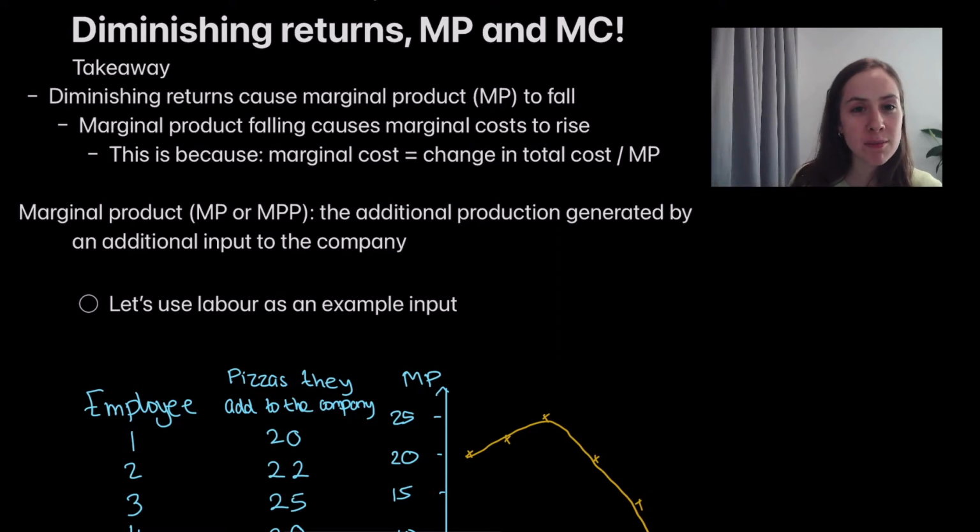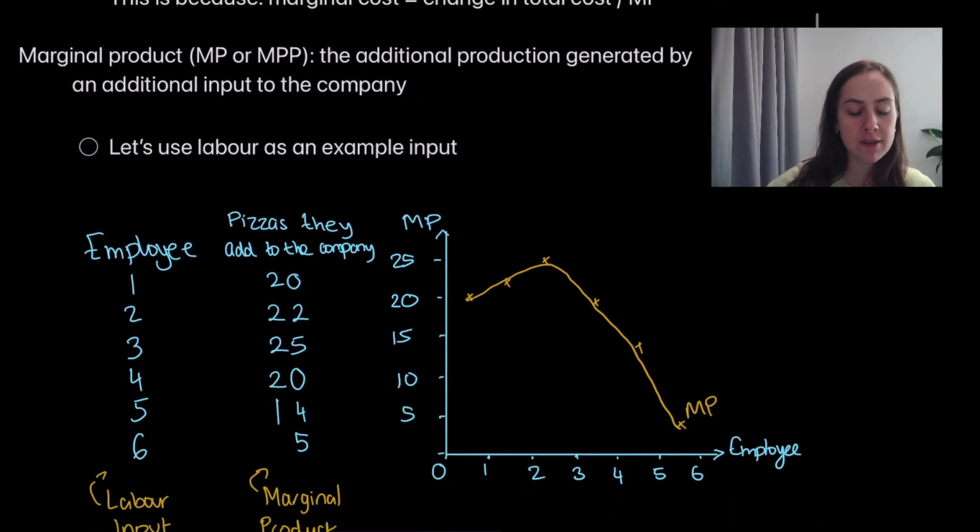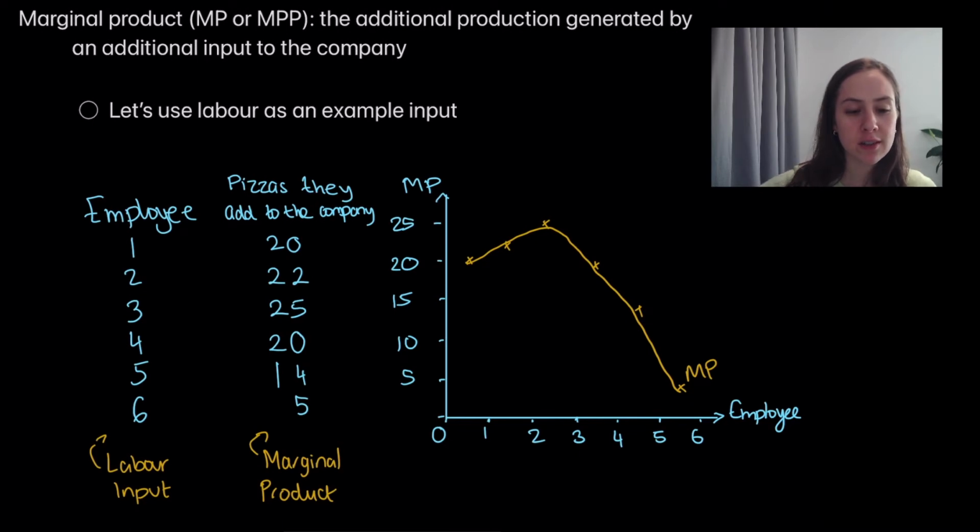And the equation to remember that is: marginal cost is your change in total costs divided by your marginal product. So that's what we're going to look at today. I'm going to show you exactly how that happens. Here I have a definition of marginal product to get us started.